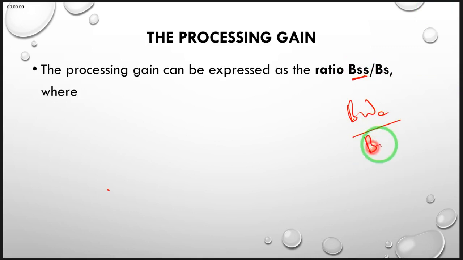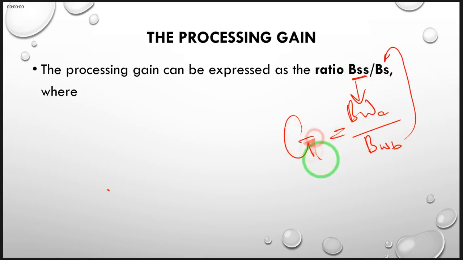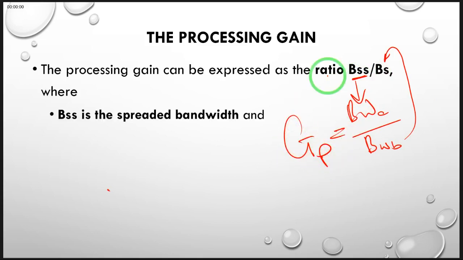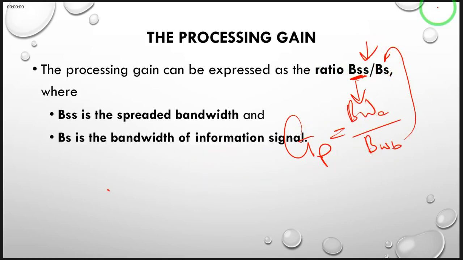BWC divided by BWB. So these are the terms that we are going to be using interchangeably. We have already seen that this is how you define the processing gain, where BSS is the spreaded bandwidth, which is the BWC or spreaded bandwidth, and BS is the signal bandwidth.